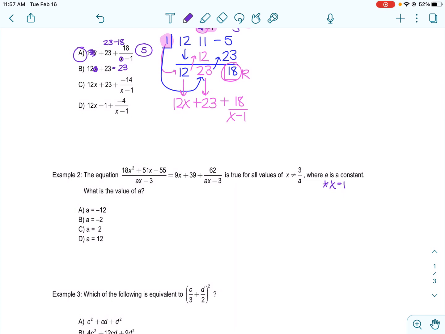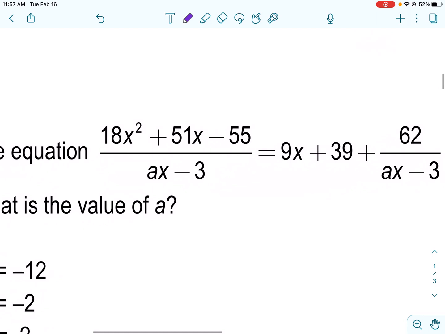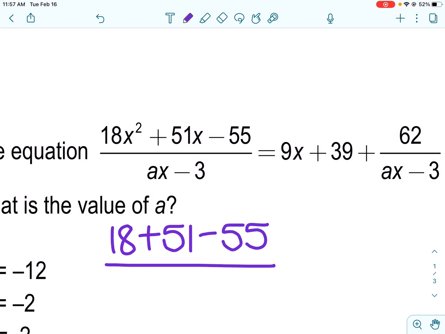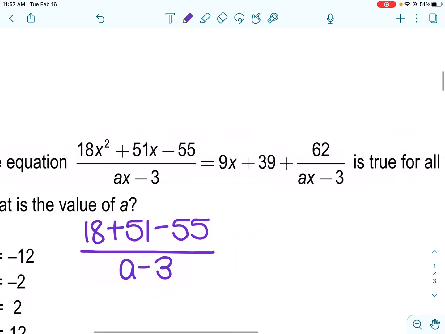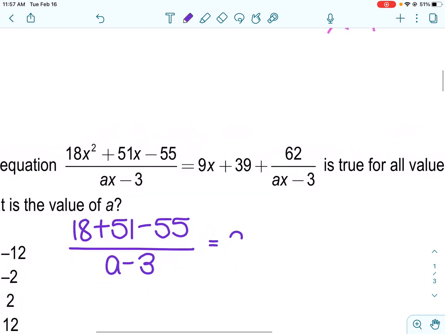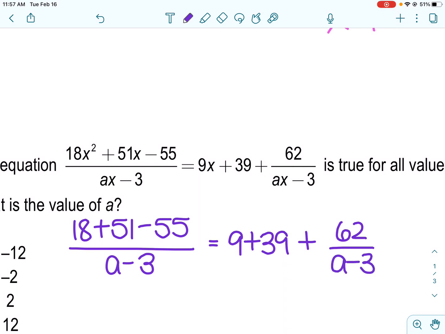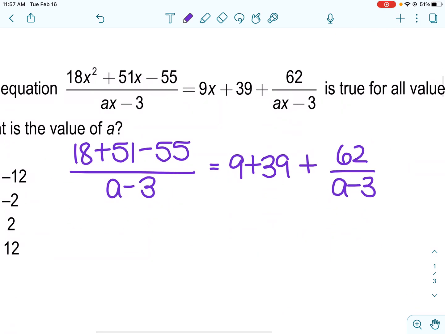Okay, so here we go. Every time I see an x, I'm going to plug in 1, which means all of those are just going to be 1, right? So 18 plus 51 minus 55 over, if that x is 1, then I just get a minus 3 over here. Okay, equals 9 plus 39, if that's going to be a 1, plus 62 over, and again, if that x is 1, then this will just be a minus 3. Okay, it looks a lot better, doesn't it, without having those x's in there?